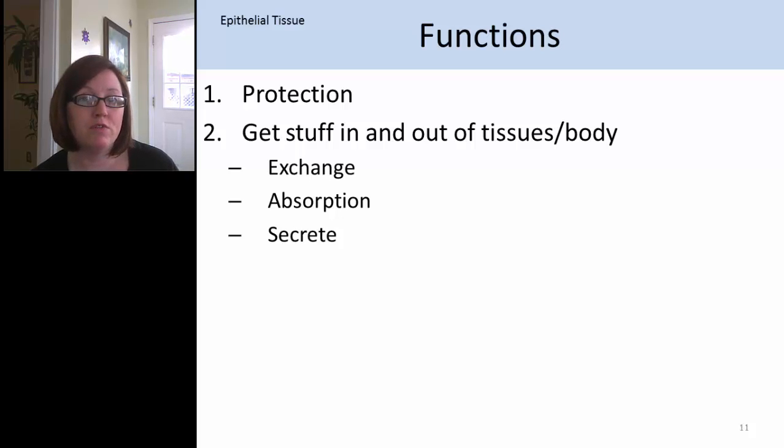For example, we're going to find thin epithelial tissues inside our lungs, and that will help with gas exchange. And we have thin epithelial tissue lining our small intestines, which helps us to absorb our nutrients, because it's easy to get things across a thin layer of tissue. So we find those thin tissues where we need to get stuff into and out of the body.